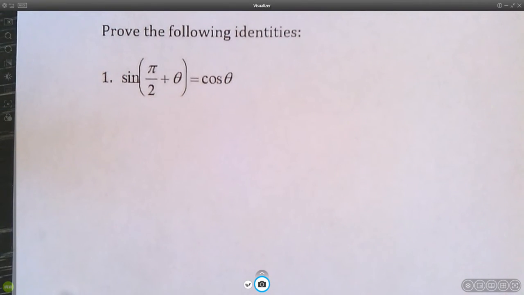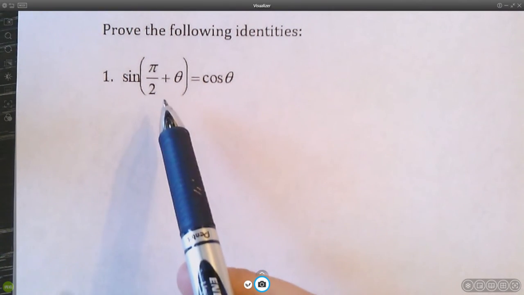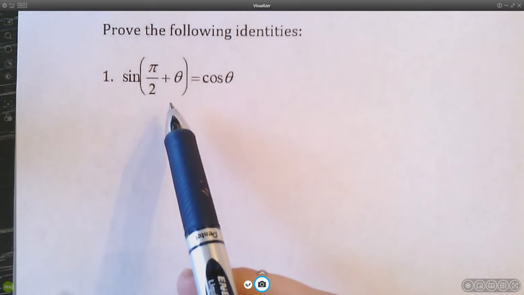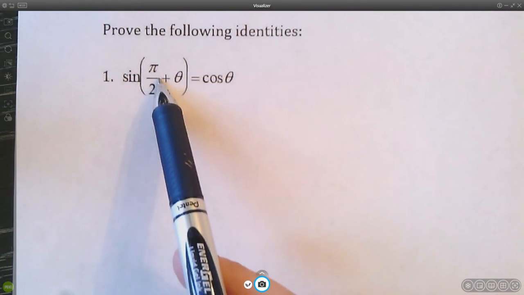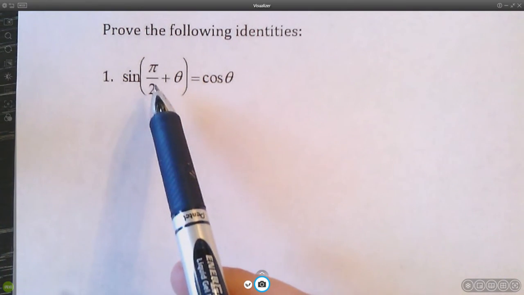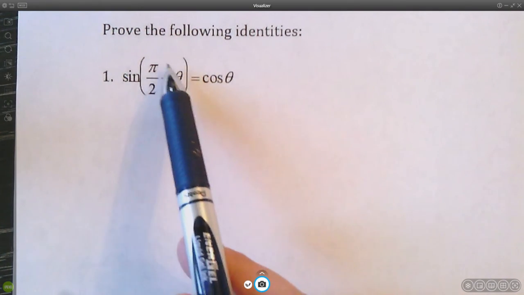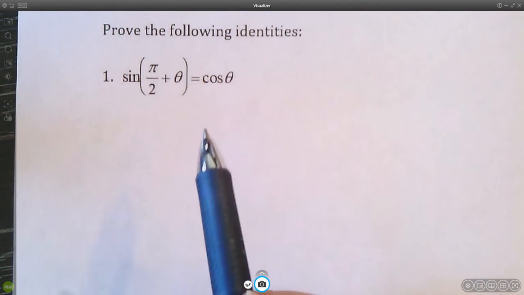Okay, so we're going to go through one of your homework problems for today. So let's go ahead and go through this first one. So this is already different than the ones you did last week because now we have a pi over 2. Last week we just had like alpha and beta or theta and some other angle, but now we have an actual angle. It's not a variable anymore.